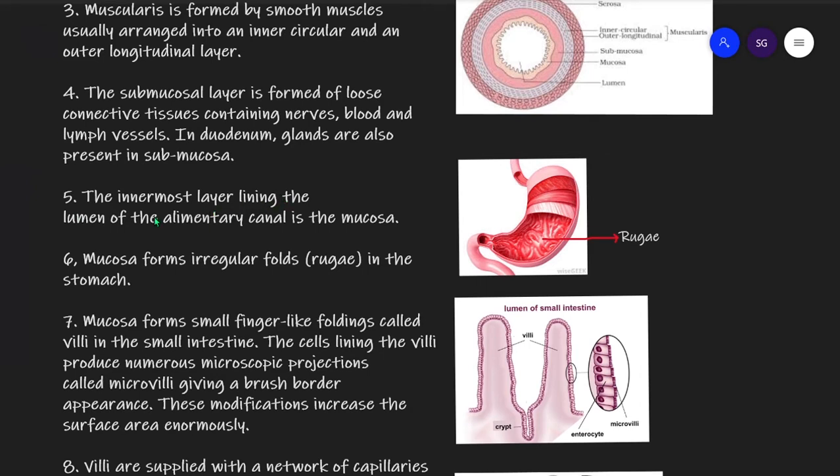The innermost layer lining the lumen of the alimentary tract. If you look at the innermost layer of the alimentary tract, that layer is called mucosa. And why is that called mucosa? Because that secretes mucus. So this is the mucosal lining.